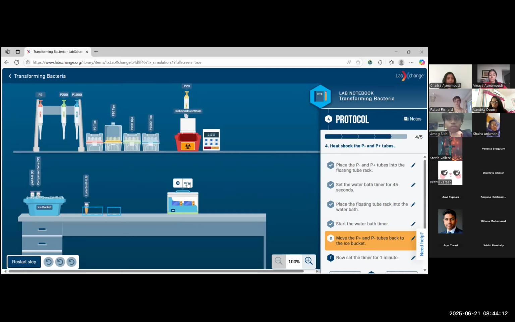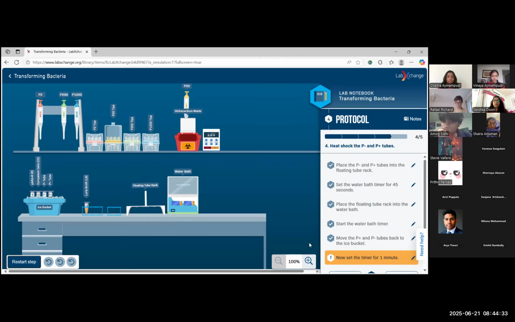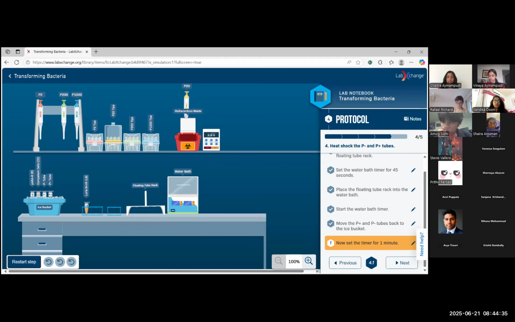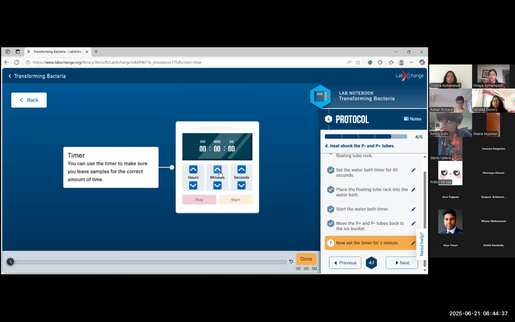And now we will open our water rack and drag our floating tube rack out. Is everyone doing good? Okay. So now we're going to take the P minus and P plus tubes and put them back into their ice bucket where they can rest again. And now we're going to set a timer for 1 minute.